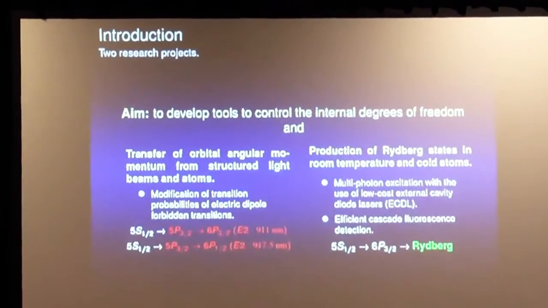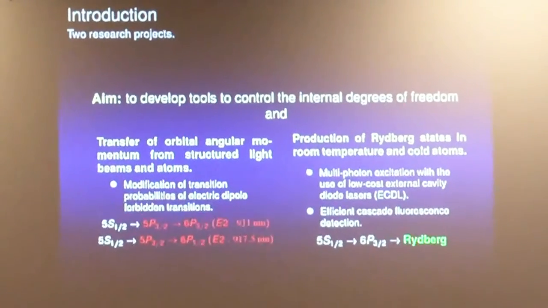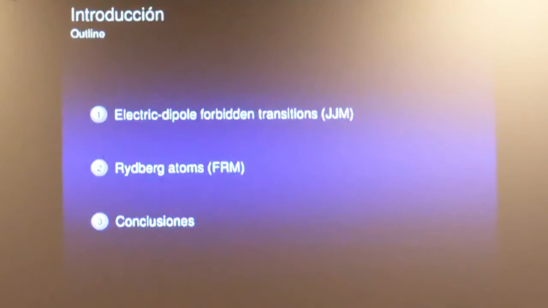And then we will talk a little bit, at the end, about production of Rydberg states using external cavity diode lasers and also using efficient cascade fluorescence detection, for instance, in this sequence. So the outline of this talk is going to be, first we are going to talk about the electric dipole forbidden transition, and then, if there is time, about Rydberg atoms, and then some conclusions.